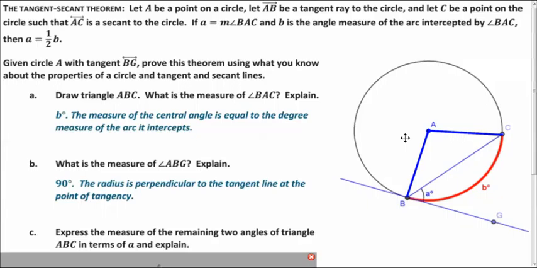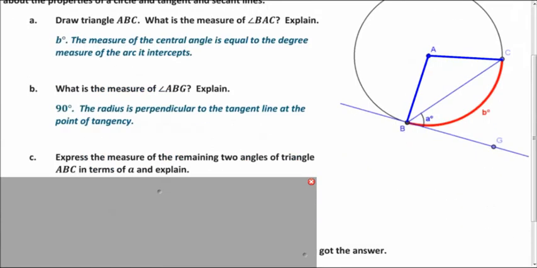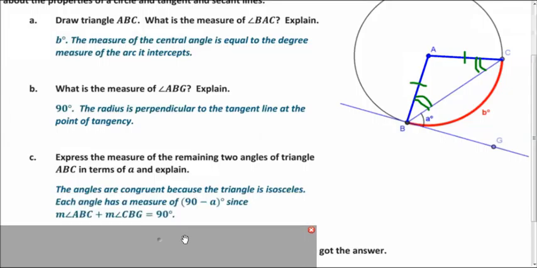And what do we know about the other two angles in this triangle? Well, this is an isosceles triangle, right? Because these are radii. So we know the base angles have to be congruent. So those have the same measure. And we know that this base angle plus a degrees has to give us 90 degrees, right? Because they're complementary. So if you write that in terms of our base angle, we can say that it's 90 minus a degrees.